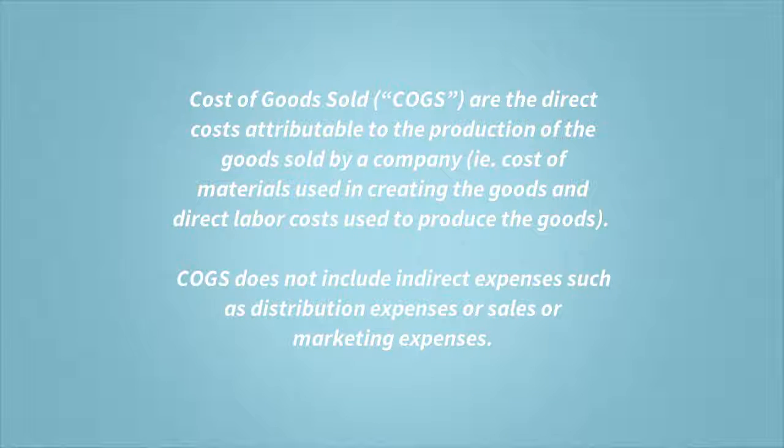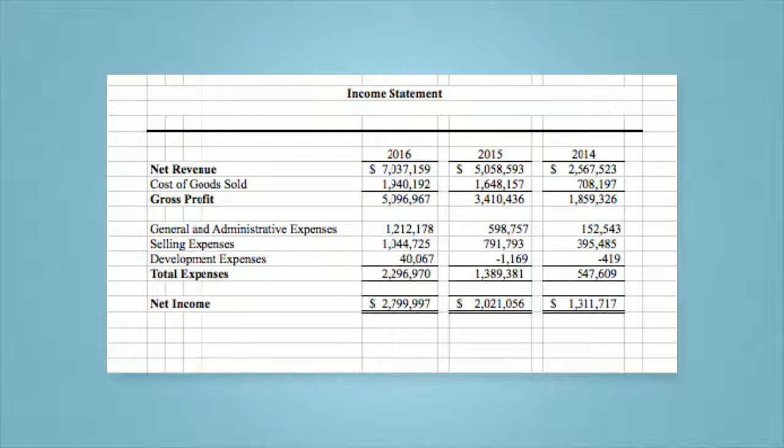Cost of goods sold, or COGS, are the direct costs attributable to the production of the goods sold by a company. For example, cost of materials used in creating the goods and direct labor costs. COGS does not include indirect expenses such as distribution, sales, or marketing expenses. Cost of goods sold sits just below net revenue on the income statement. Cost of goods sold is very important to track as it gives you a sense of your margins and what products are most profitable for you to produce.